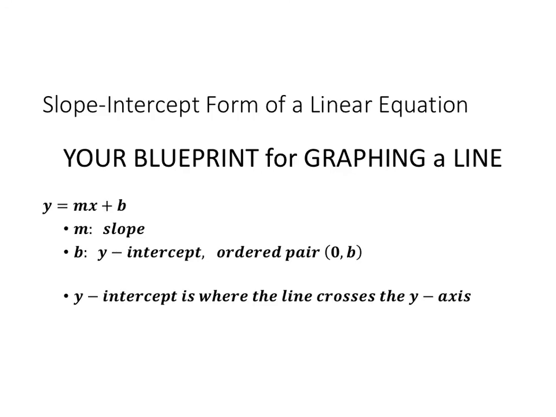The next thing you need to make note of is slope-intercept form. Slope-intercept form is this equation right here. It is also on your reference sheet. It is your blueprint for creating a graph. What you need to know is m is the slope of your line, and b is your y-intercept, and that is where it crosses the y-axis.